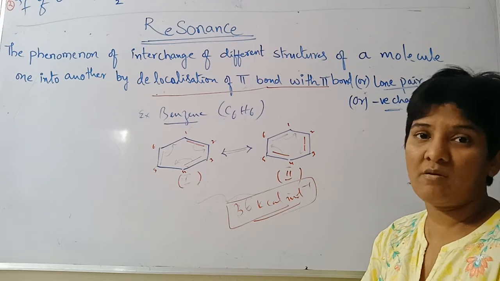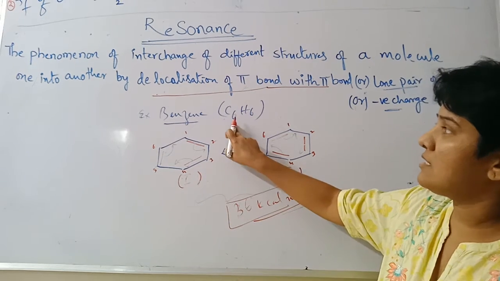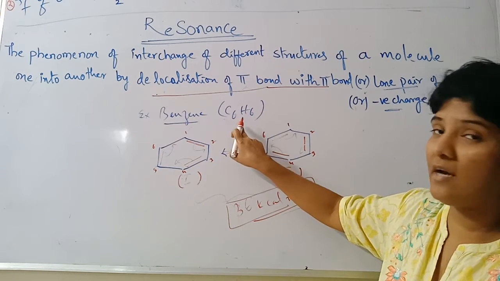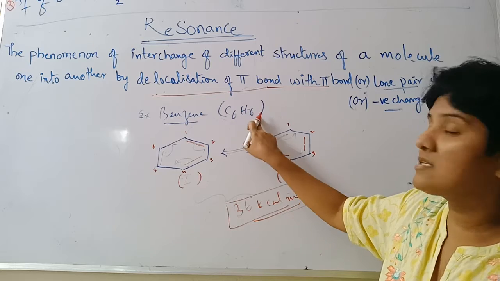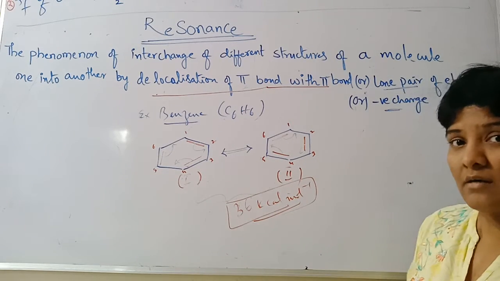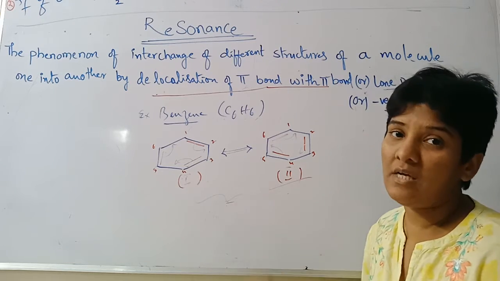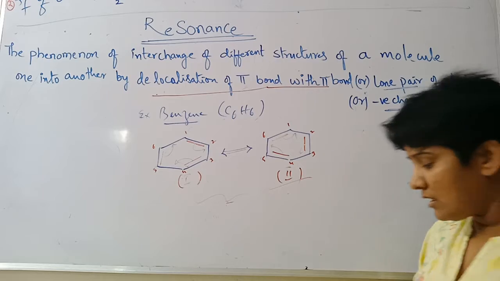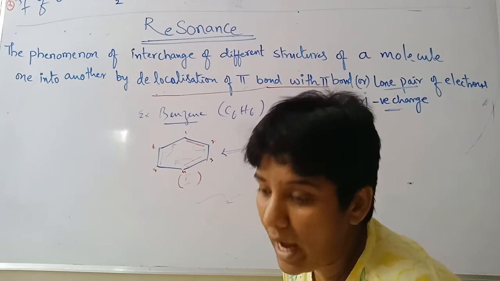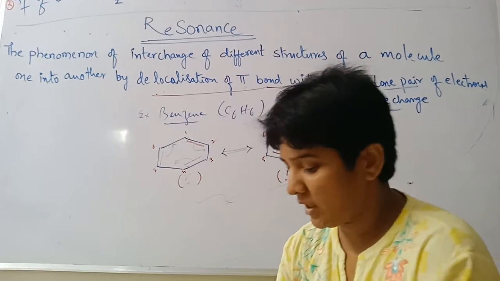You can easily remember that the resonance energy of benzene is 36, because in the formula C6H6 you can see 6 and 6, so 6 times 6 is 36. This type of resonance we can also see in oxo anions. In ozone also we can see that.